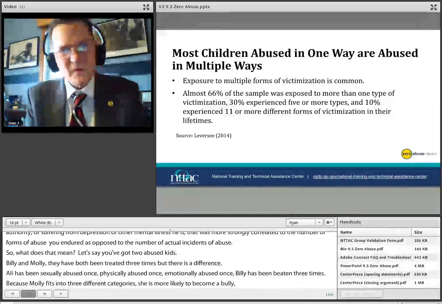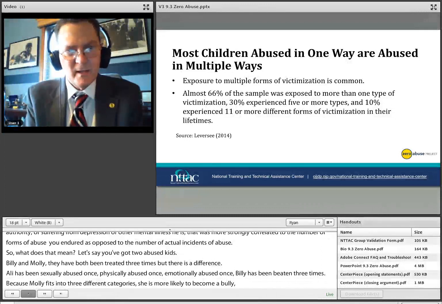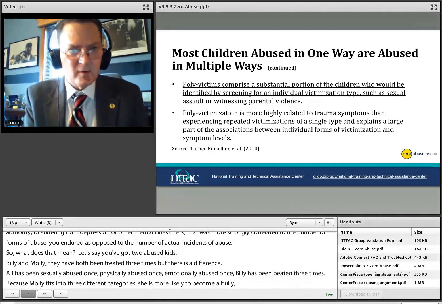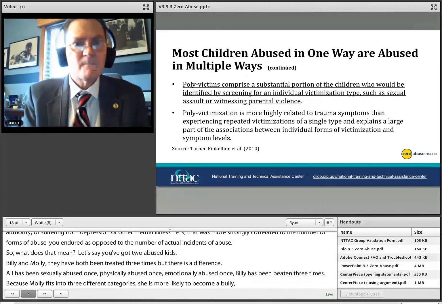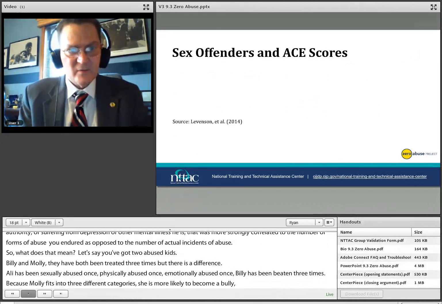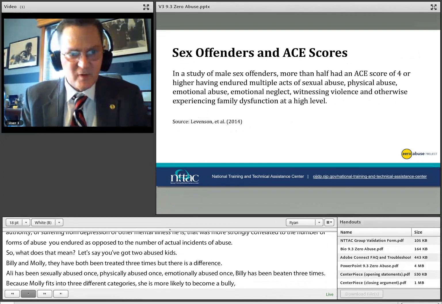So, the teaching point is when we work with a child who engages in sexually concerning behavior, we have to think of the possibility of trauma and the possibility of trauma in multiple categories.